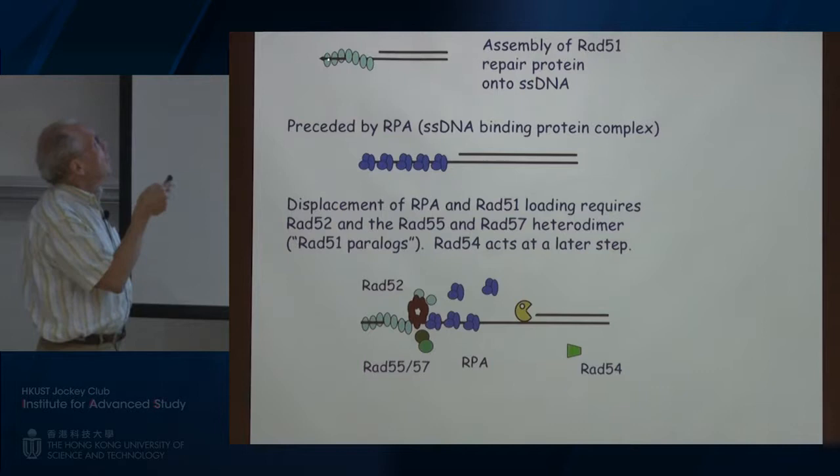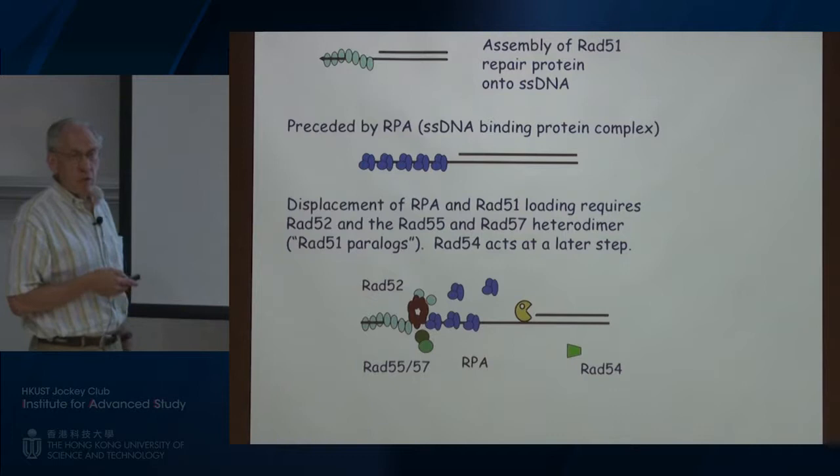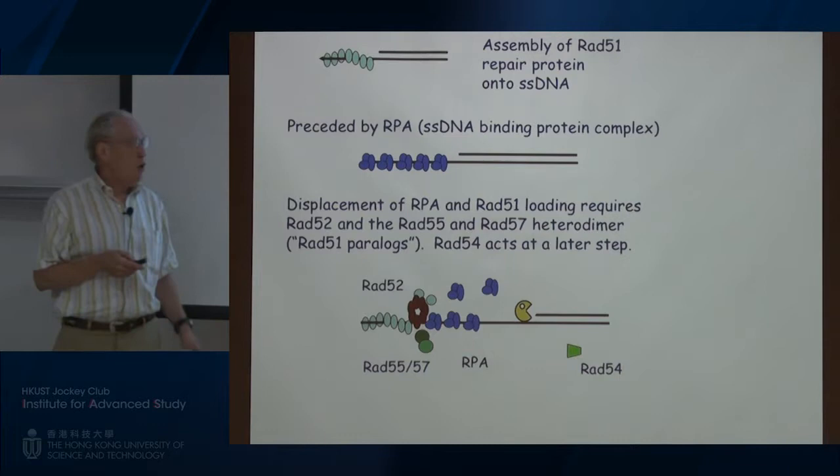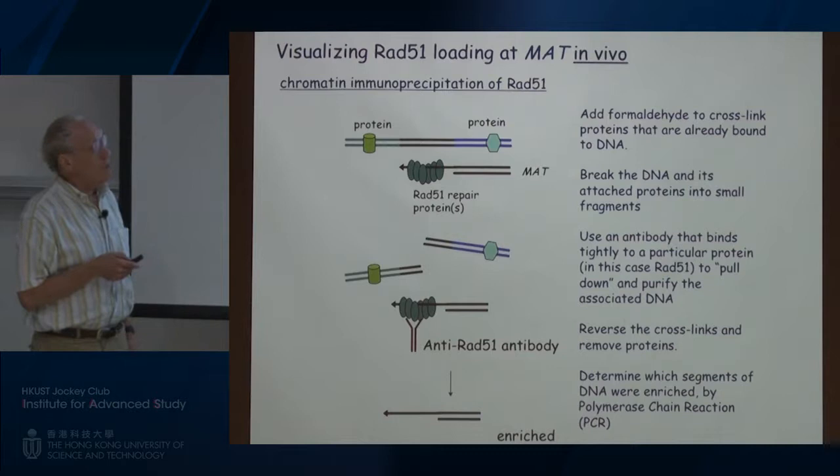And then we also knew that there were proteins in this process that were not part of this filament, but were necessary to facilitate the removal of the RPA protein and the formation of this Rad51 filament. And a lot of this had been suggested by very excellent biochemistry, both in E. coli, which has analogous proteins, and in yeast. So the idea was to see if we could follow this in real time. And the strategy for doing this is something called chromatin immunoprecipitation.